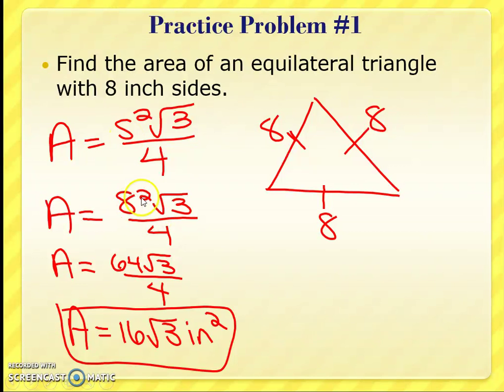So S squared is 8 squared, which is 64. Radical 3 over 4. 64 divided by 4 is 16. You just divide just the numbers. Radical 3. So that's the answer. Just put square inches because it says inches. All you have to do is plug it into this formula for area of an equilateral triangle. So this is the answer.